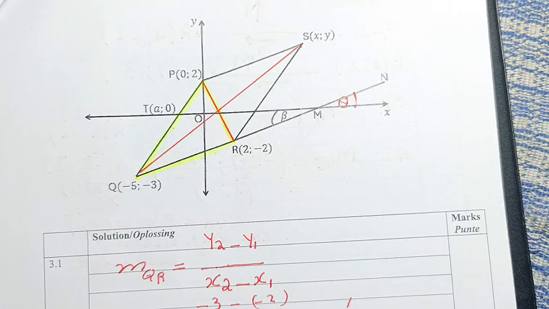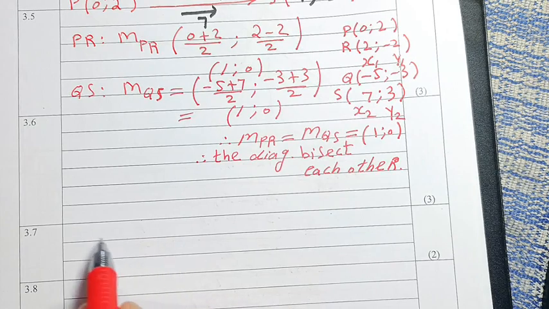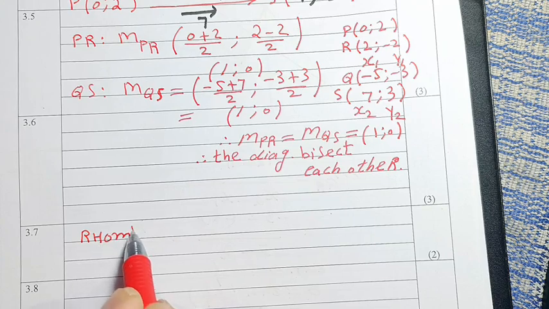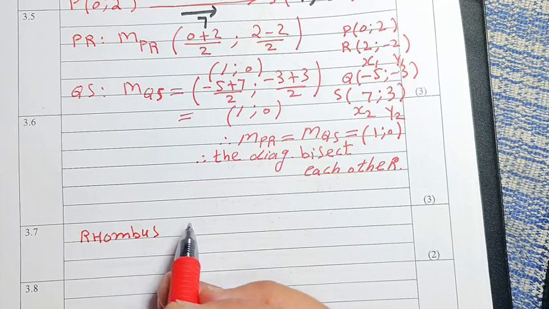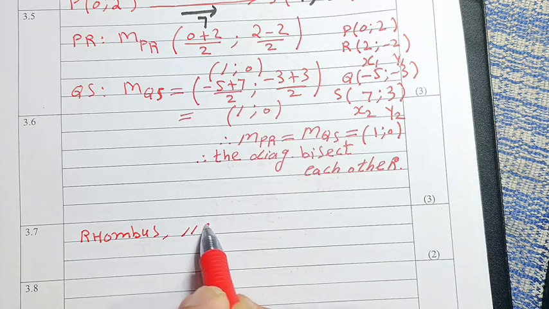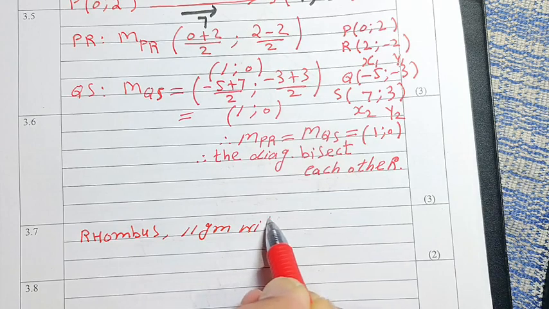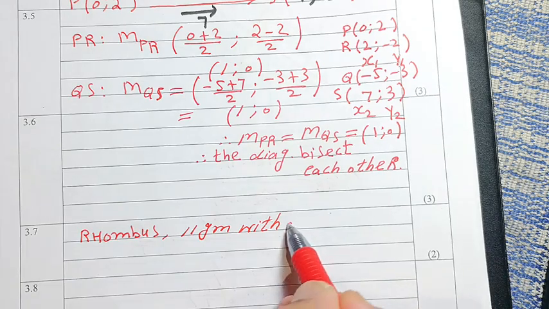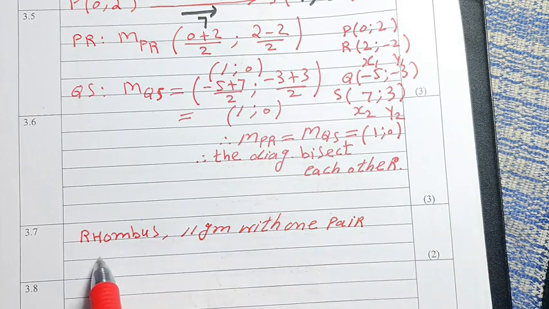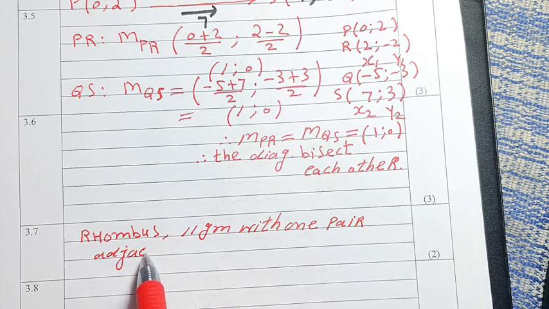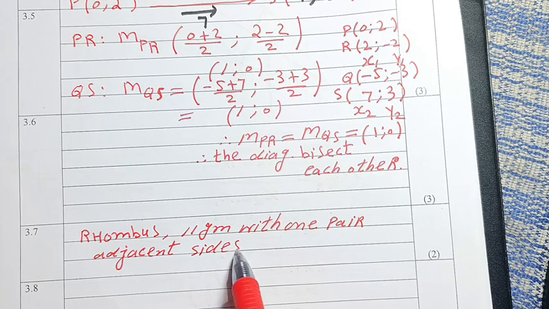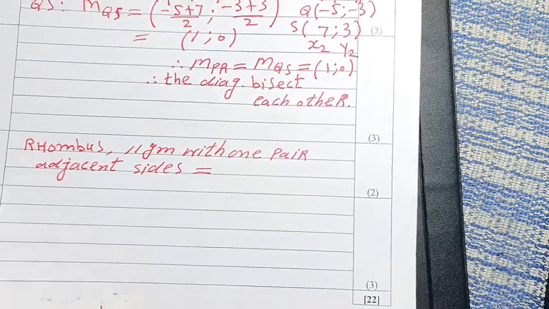Let me show you how to do it. So I can say rhombus: a parallelogram with one pair of adjacent sides equal. So you can use this, but this is a 2 mark question only.